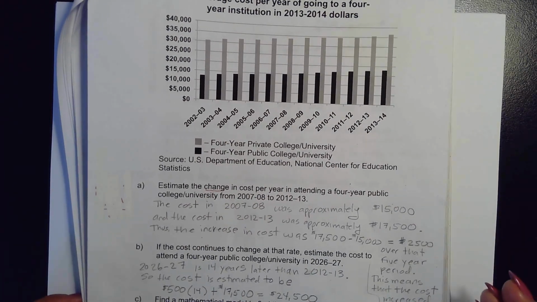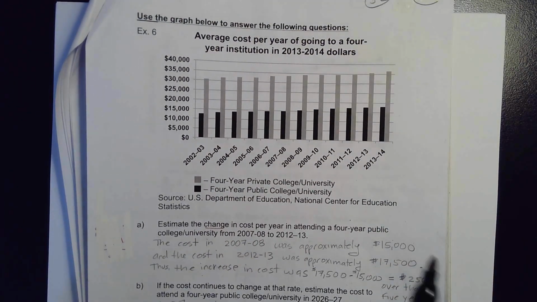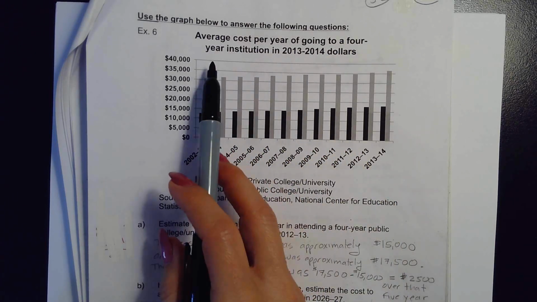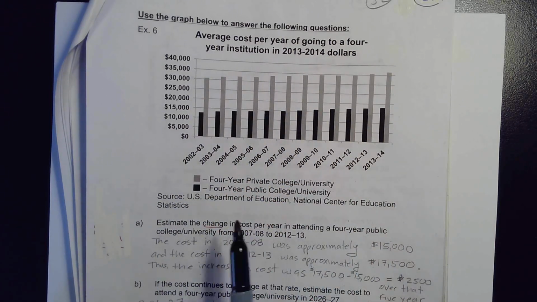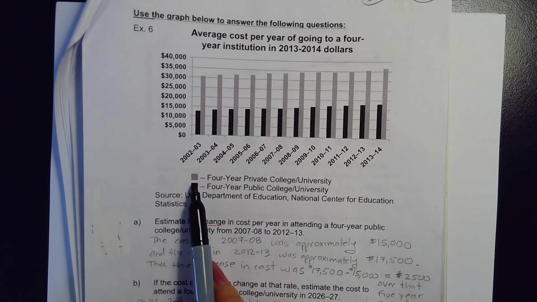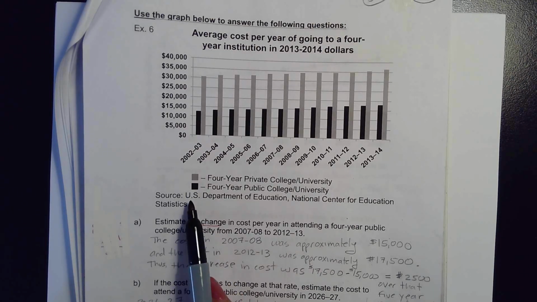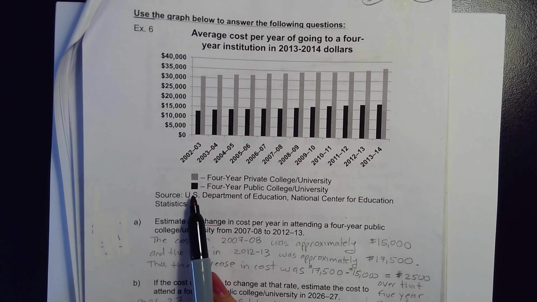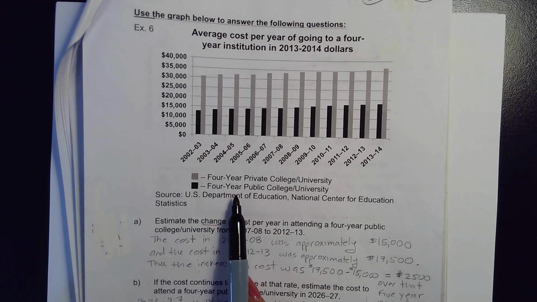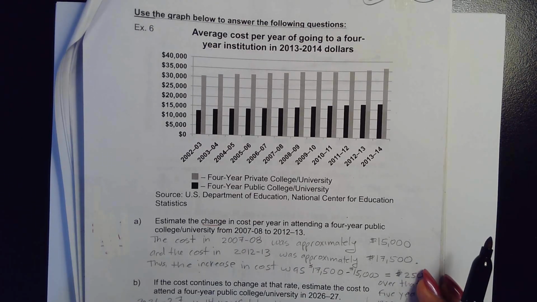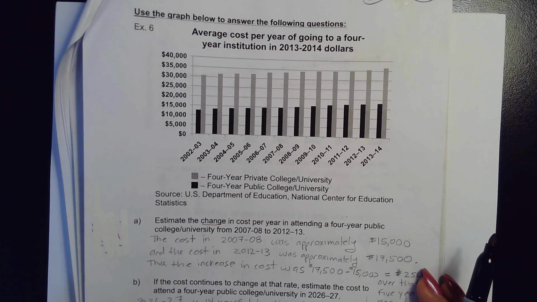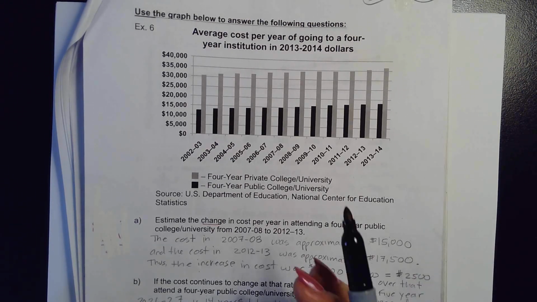I'm going to be looking at this graph. The average cost per year of going to a 4-year institution. One is private, which is the gray color, and the black color is public. So black is public, gray is private. As you can imagine, the private is a lot more expensive, of course, right? So we want to look at some questions here.